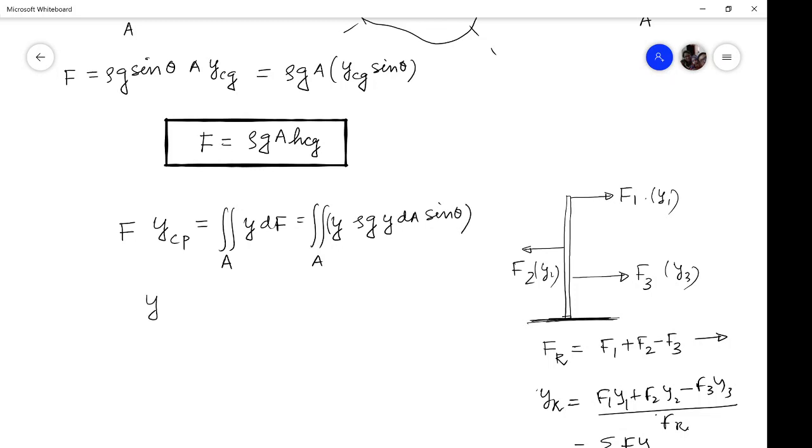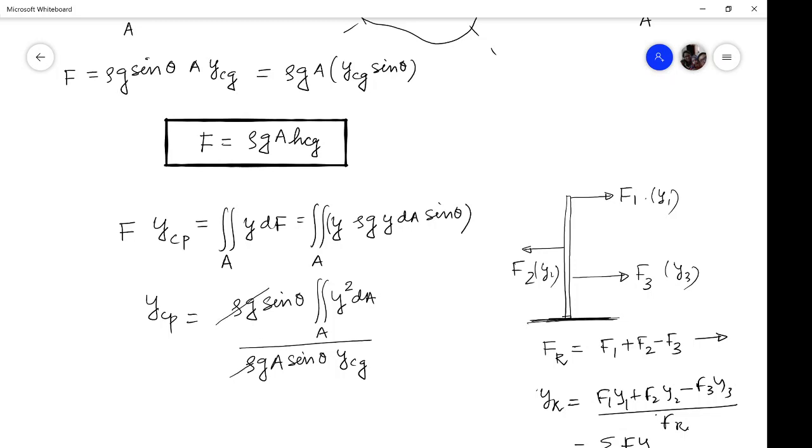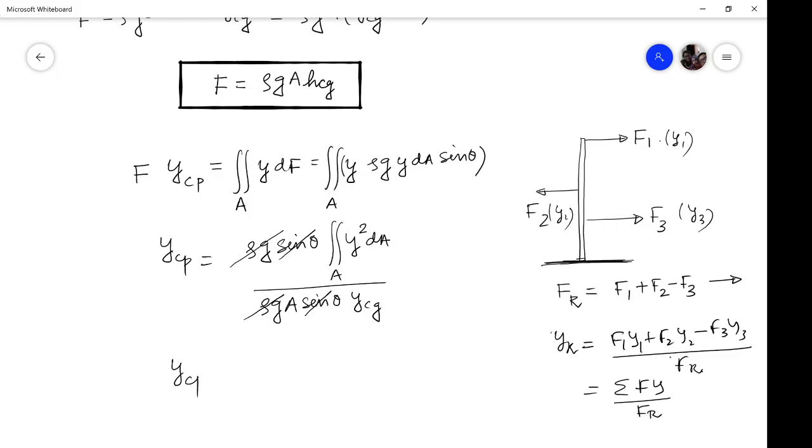And so y center of pressure becomes, look, rho is constant, g is constant, sine theta is constant, so it will come outside the integral and you are left with the area integral of y square dA divided by this net force, and net force in terms of y cg is rho g A sine theta y cg. So this rho g and rho g will get cancelled. The sine theta will also get cancelled. So the position of center of pressure is second moment of area by A y center of gravity.